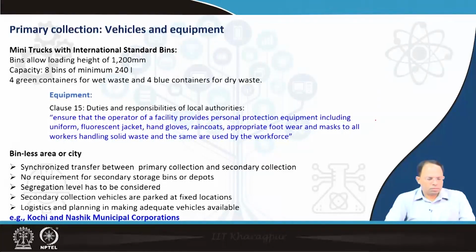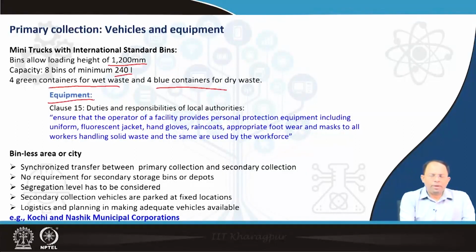Then we can also go with mini trucks with international standard bins. The loading height is even lower over here, because we are using bins. The capacity is 8 bins of minimum 8 to 40 liter sizes, with 4 green containers for wet waste and 4 blue containers for dry waste. Again, this could be as per the kind of waste being generated in that area.